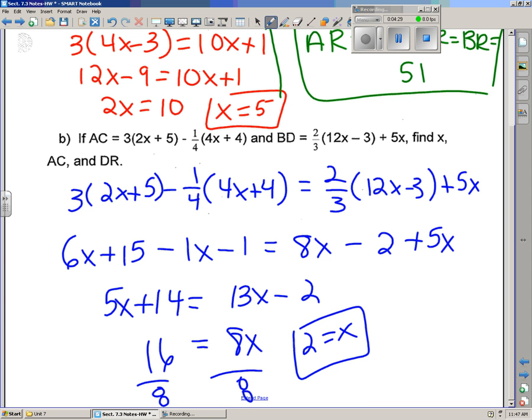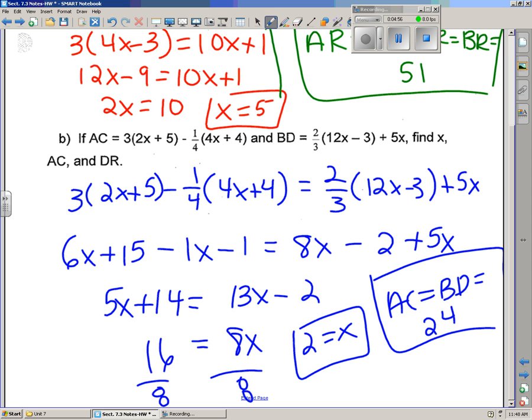All that's left is to plug in 2 into either side. You pick and choose which one you want. And once you plug in 2, you're going to come up with AC, which is equal to BD, is equal to 24. And then they also want you to find what DR is, and DR is just half of AC, so DR is 12.